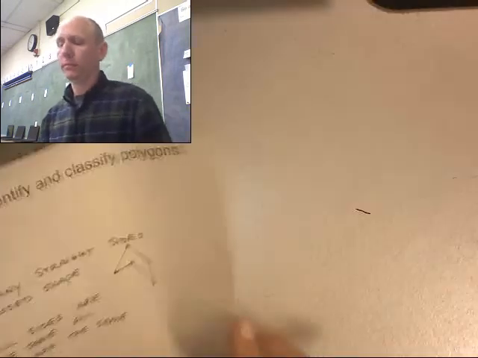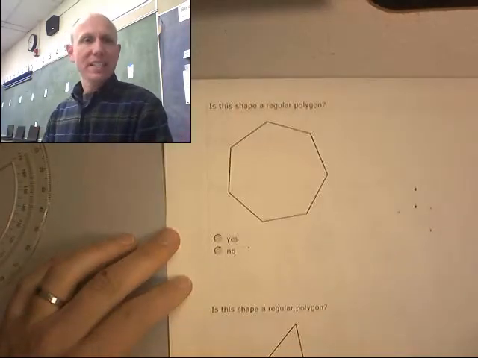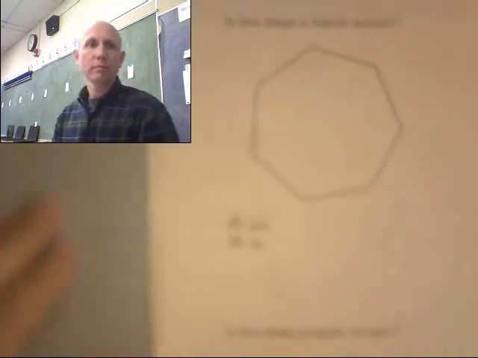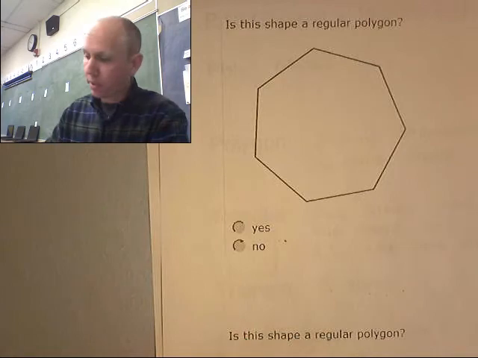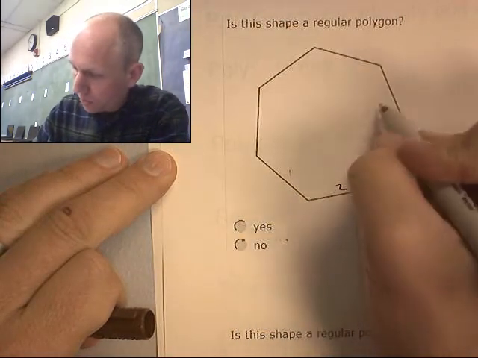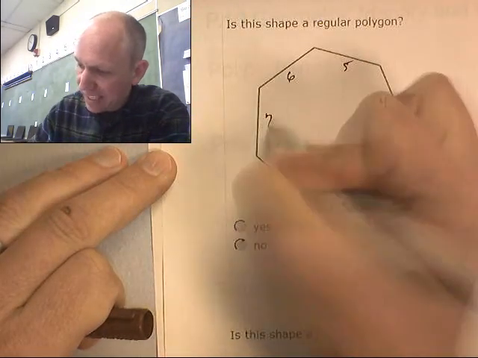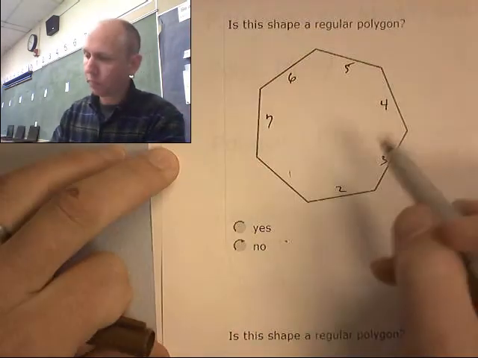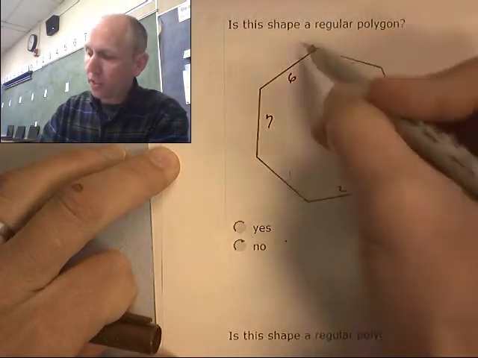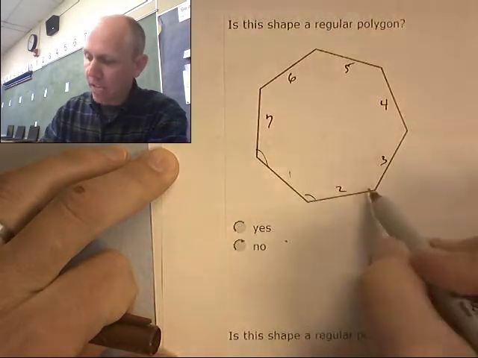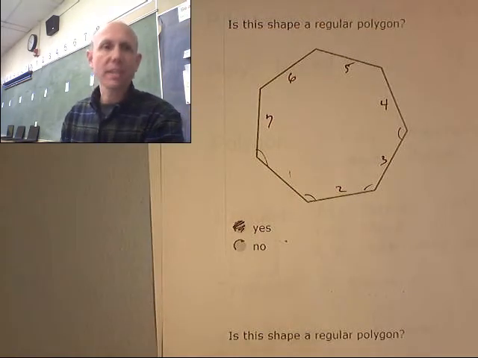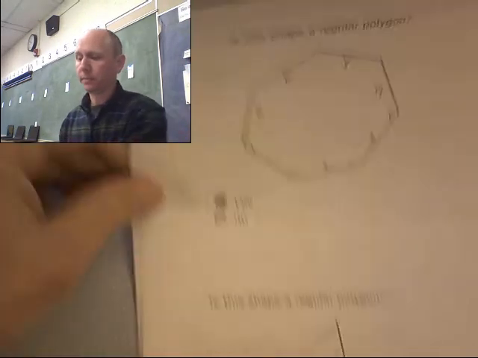Okay. First question, is this thing regular? Actually, let's figure out what it is. How many sides does it have? One, two, three, four, five, six, seven. It's seven sides. So what was that? A heptagon. Is it regular? Are all the sides the same length and are all the angles the same angle? Yes. Yes, that's a regular polygon.